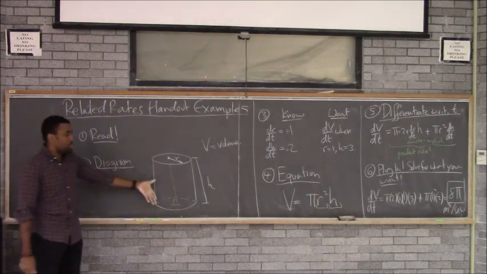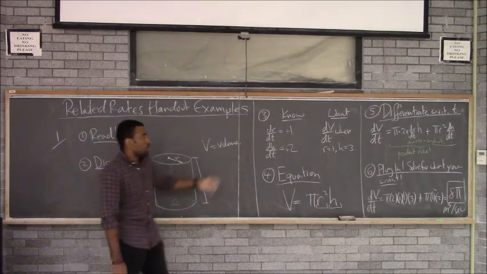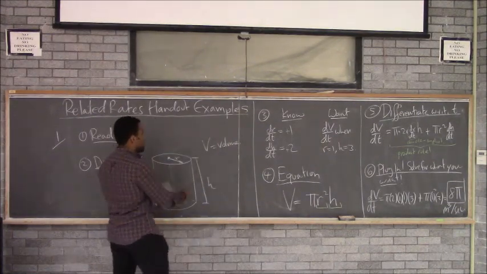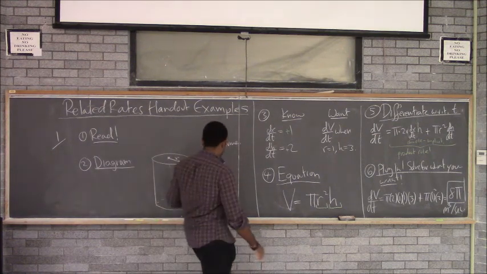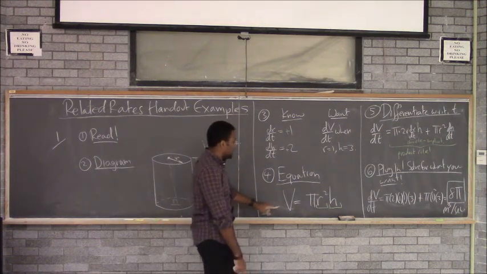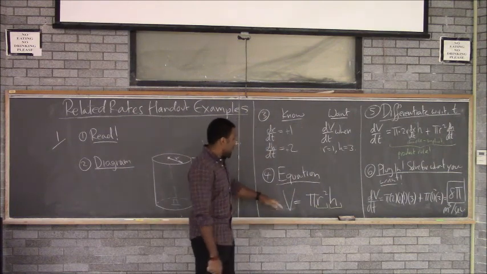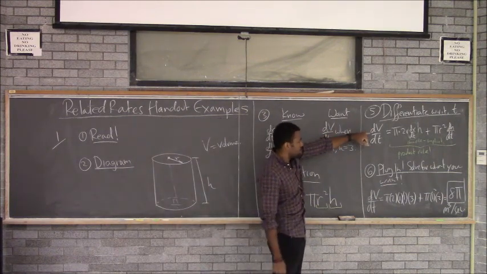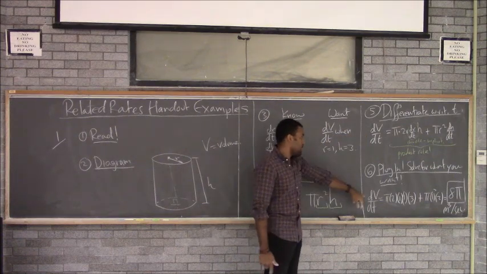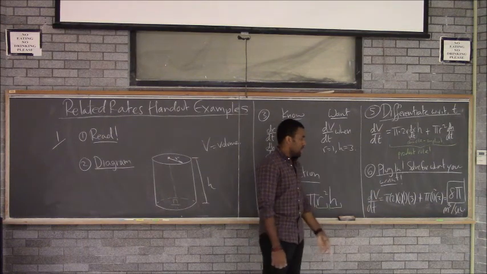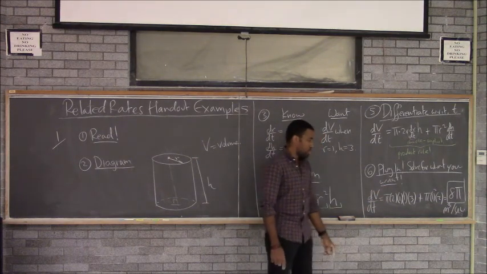You need to be able to set up a diagram and label it properly, as well as collect this information. Then, using the diagram and the variables here, you're going to come up with an equation that relates all the variables that are mentioned everywhere. Okay? Then you're going to differentiate implicitly with respect to time, and hopefully you'll have enough data from step 3 to fill in everyone and get the answer in step 6.